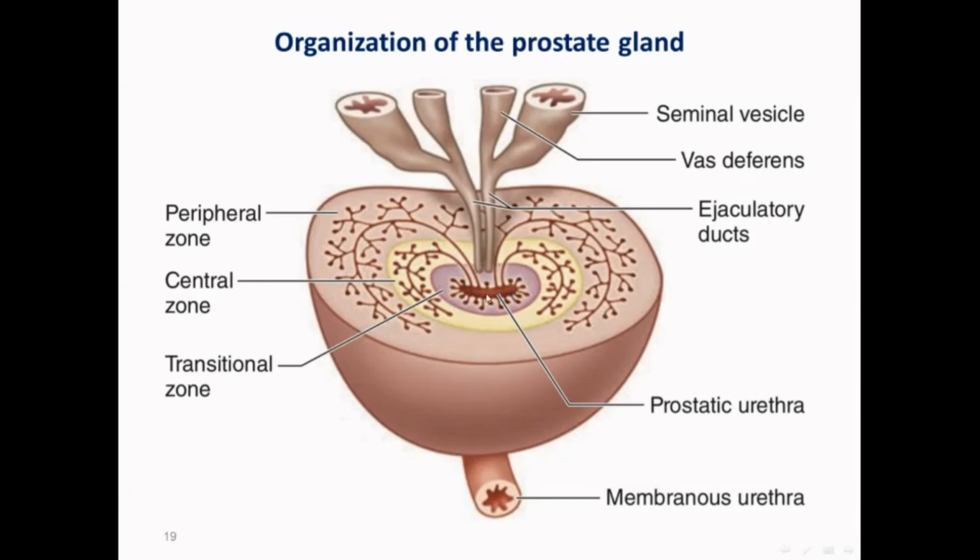The prostatic urethra runs within the center of the prostatic gland, and it is divided into three major zones. The outer and largest zone, the peripheral zone, contains most of those glands and represents 70%. The middle part is called the central zone, and the innermost part, the transitional zone, surrounds the prostatic urethra.